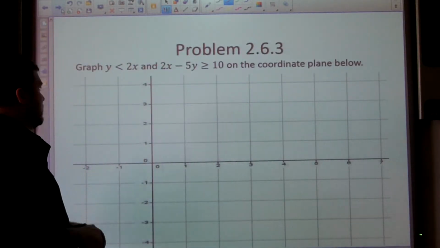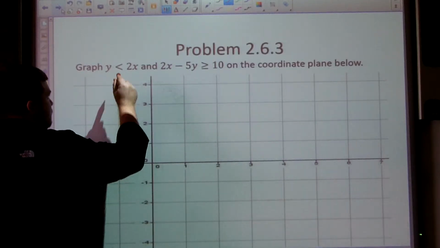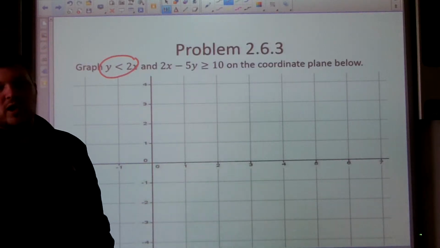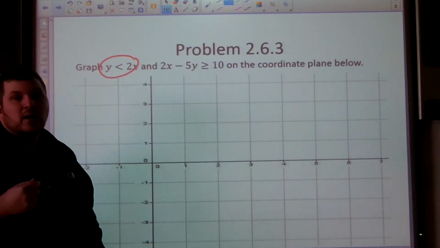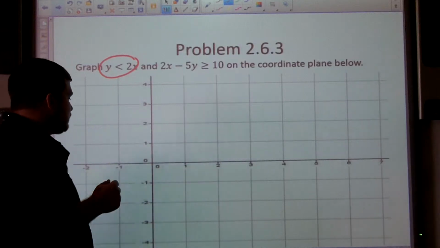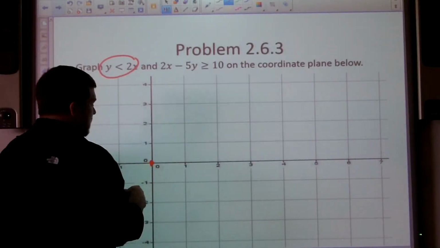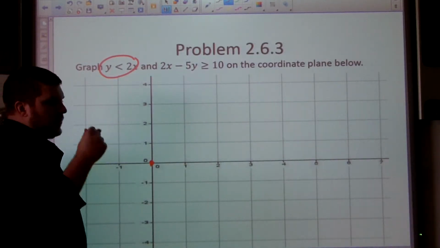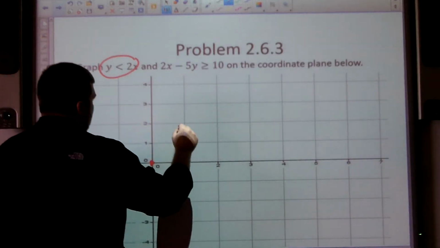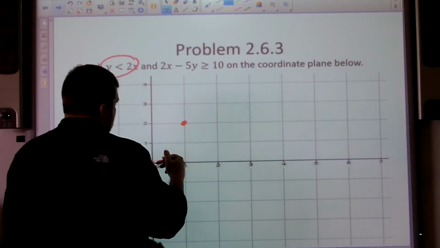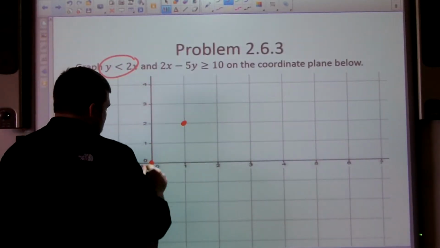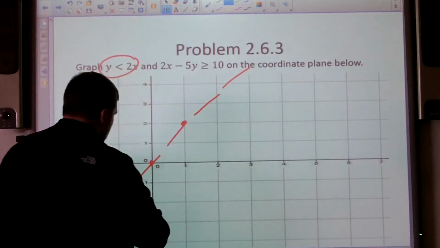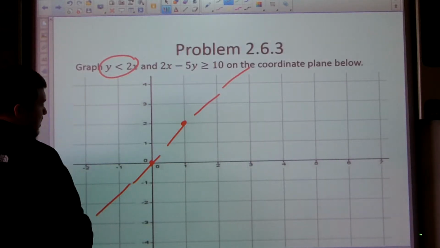So here I have two equations. I'm going to do the first one in red. So I have y is less than 2x. Well, first thing I want to do is graph the boundary line. First thing I need to notice is that my y-intercept is 0, 0, so I can't test that point. And my slope of the boundary line is 2. So I go up 2 and over 1, just like we talked about. And my boundary line is not included, so I'm going to draw a dotted line. So my boundary line looks something like that.